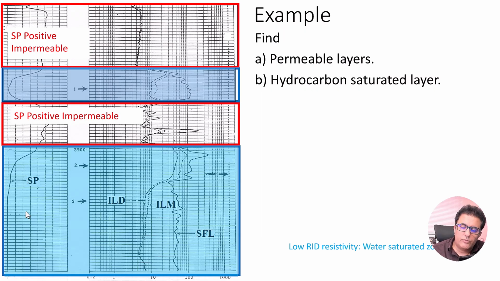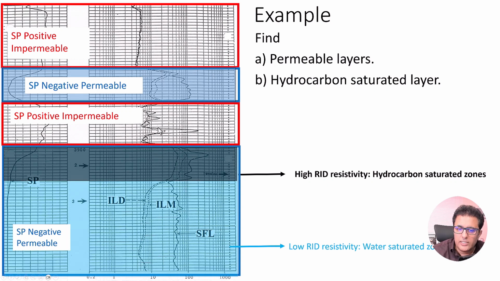And I mentioned that if we want to identify hydrocarbon saturated zone, we should look at deep reading, RID. And here, if you look at RID, you see that in this zone, the lower zone of this permeable layer, RID is very low. So I assume that this zone should be saturated by water. But at the upper part of this permeable zone, you see that RID increases. An increase of RID can be an indicator of hydrocarbon saturation. So what I can do here, I can say that this zone should be saturated by hydrocarbon.